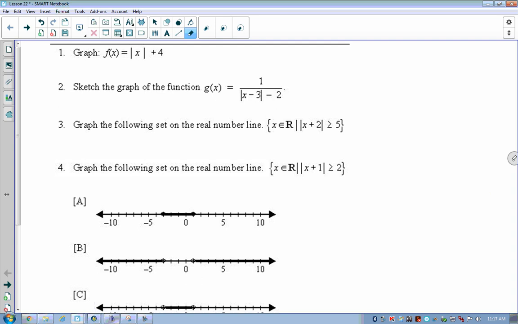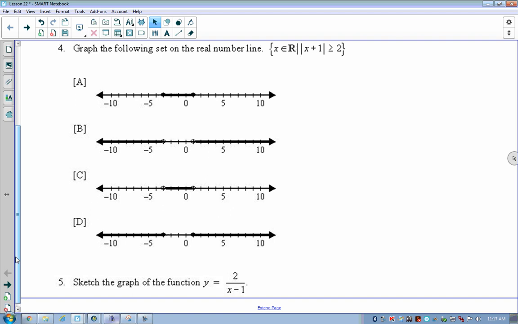Okay, let's see, I got about 8 minutes. Number 4, graph the following set on a real number line. Same basic type of thing. In fact, I'll just go ahead and give you the answer: it should probably be a disjunction, right? Same type of thing. We are closed circles. So that should get rid of B for us, and C. And we should get D for our answer. Okay, just so that you're aware of that.